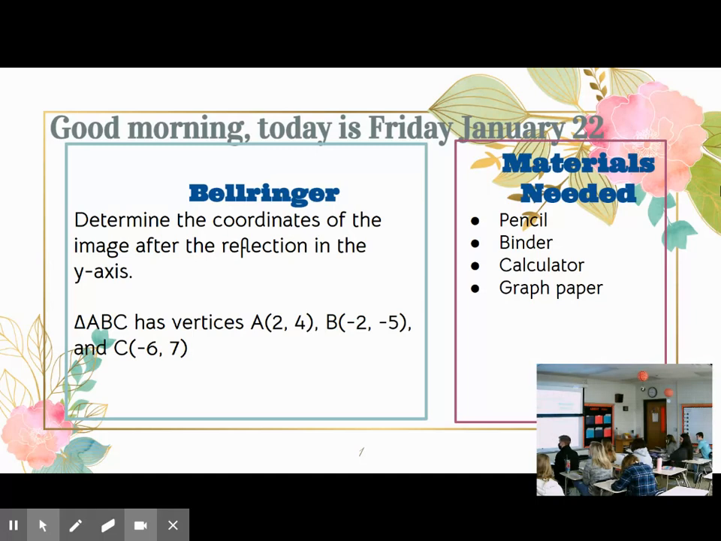A prime is negative 2, 4. And B prime is 2, negative 5. And C prime is 6, 7. Thank you. Bailey, tell us, do you agree or disagree? I agree. Yeah, very good.